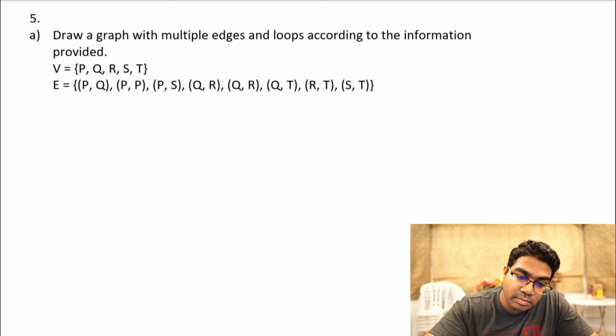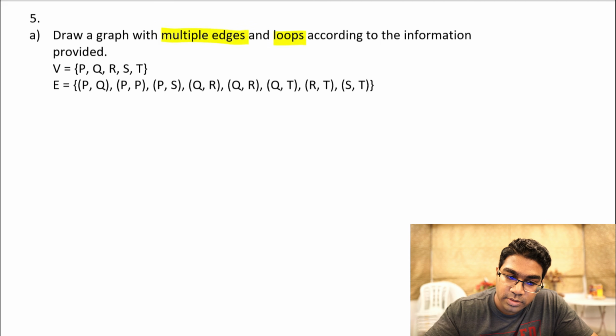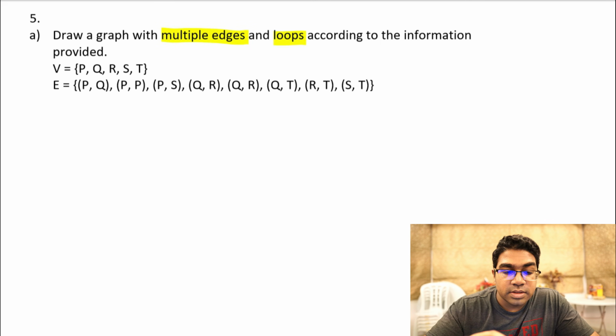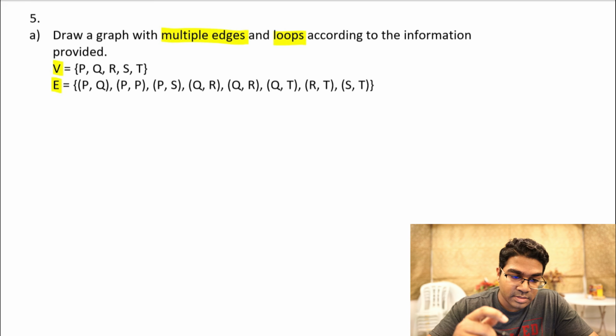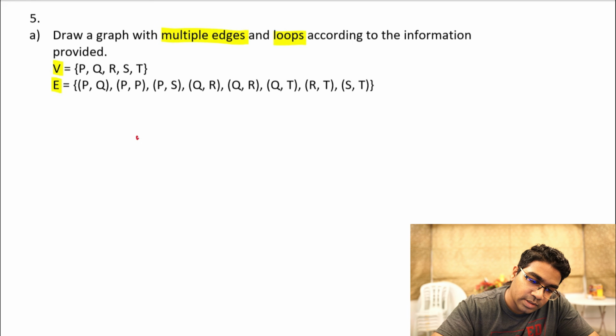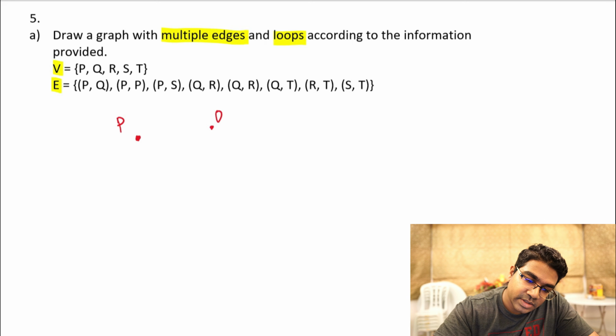Draw a graph with multiple edges and loops according to the information provided. Here you can see we have a set of the vertices and the edges. How you can start this is by drawing the vertices in a circle. This is how I like to start it. It doesn't necessarily have to be in a circle. You can draw it any way you like, but if you draw it in a circle, then it's easy to connect all the vertices to each other to form the edges.